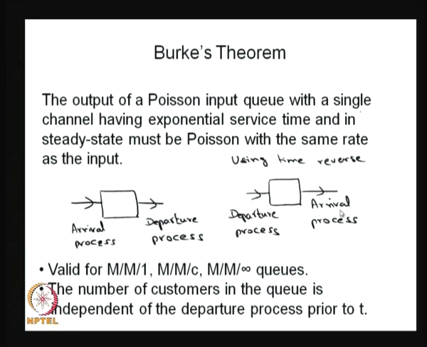Even though I said it is a single channel having exponential service time, this is valid for the MM1 queue, the multi-server Markovian queue, as well as the infinite server Markovian queue. So, all those models can be combined with the single channel having exponential service time. Whether it is a single server, multi-server or infinite server, this result holds good. And the next result is that the number of customers in the queue is independent of the departure process prior to it. That also is satisfied.